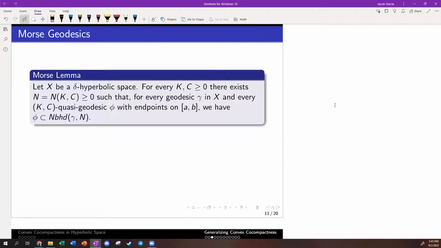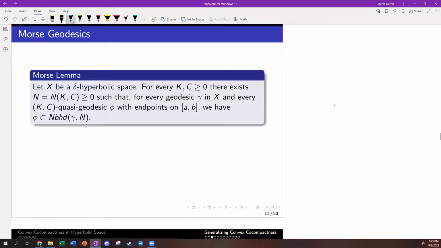So the first thing that I want to talk about is called the Morse lemma, right? If I have a delta hyperbolic space, then any K,C quasi-geodesic has to stay close to a geodesic between its endpoints. This is an extremely useful lemma. It's actually the main tool that you use to prove that hyperbolicity is a quasi-isometry invariant, because triangles get sent to quasi-triangles, and then those quasi-triangles stay close to the original geodesics because of the Morse lemma, and then the triangle is delta hyperbolic.